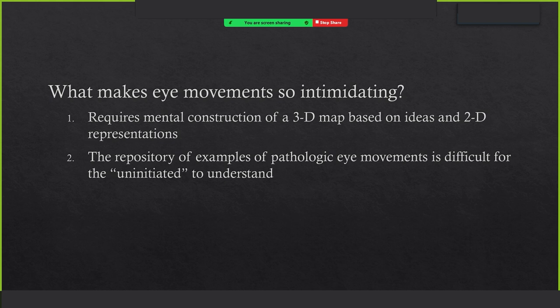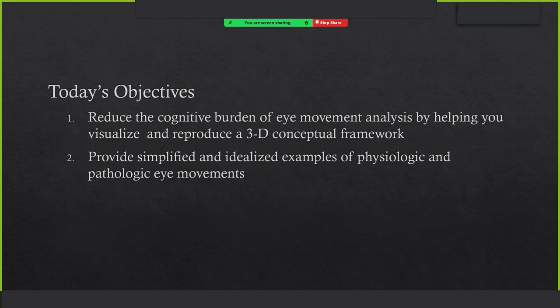Reason number two, even if I show you videos, even high-quality videos of pathologic eye movements, if you don't know what you're looking for, it's going to be very difficult to understand. And as a learner, if you can't understand something without already knowing the pattern that you're trying to see, what's the point? But fear not, I am going to help you today. I am going to help you build a better three-dimensional conceptual framework of what's actually happening to the eyes. And I'm going to give you some simplified and idealized examples of some eye movements so that you can start to build a better pattern recognition machine. And we are going to make this as fundamental as possible.